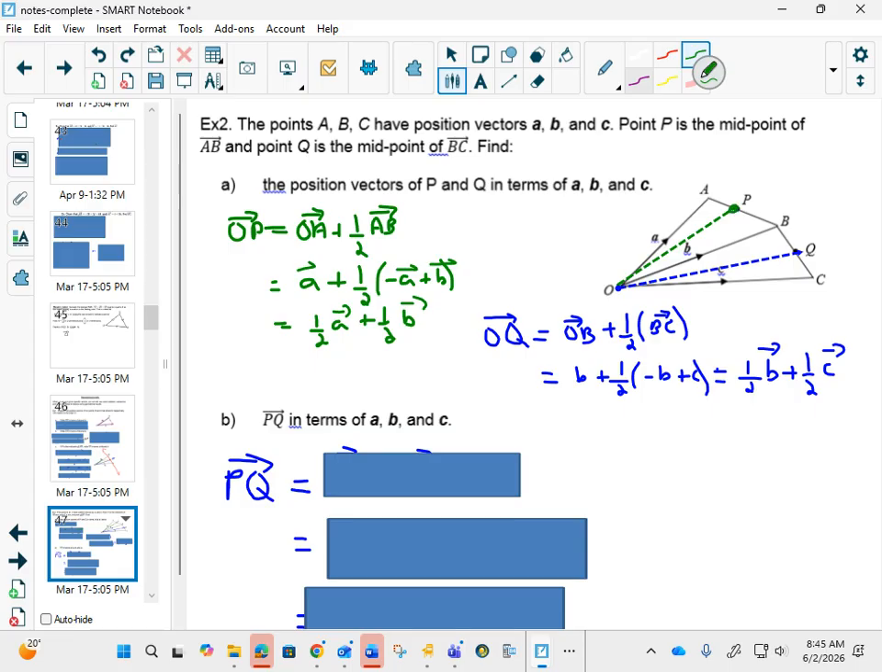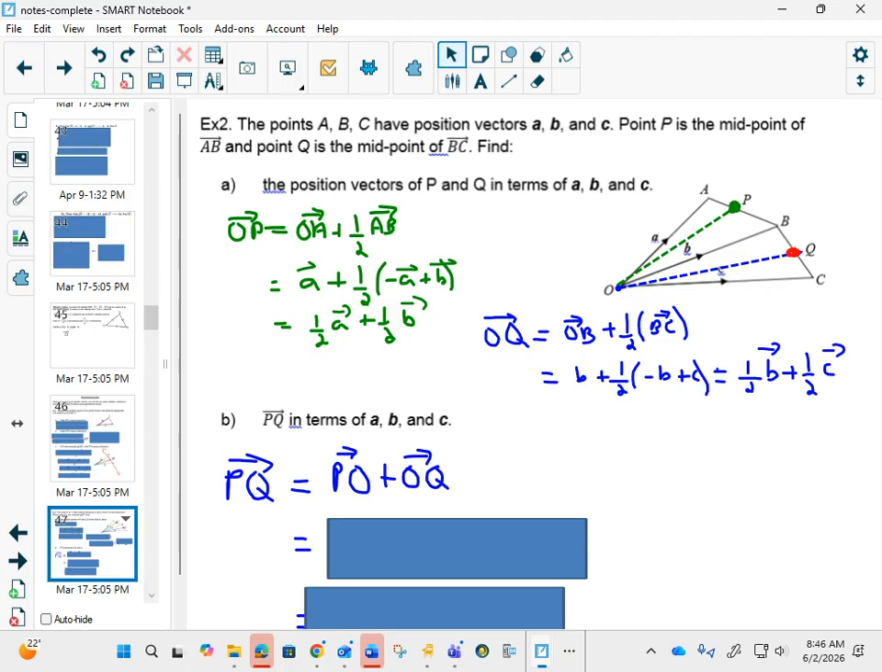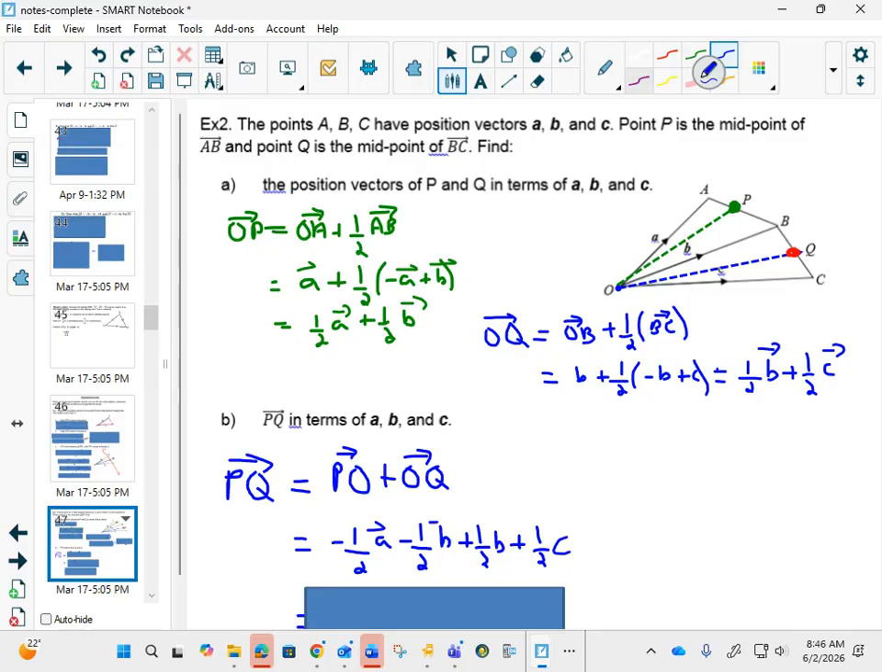So now our robot is at point P. We want it to get to point Q, using only the directions of going in A, B, and C. This seems complicated, but we've already got O to P, and we've already got O to Q. So if we wanted to go from P to Q, can you see that you can go P back to O, and then O to Q. P to O is just the negative, so we'll have negative 1/2 A minus 1/2 B plus 1/2 B plus 1/2 C.